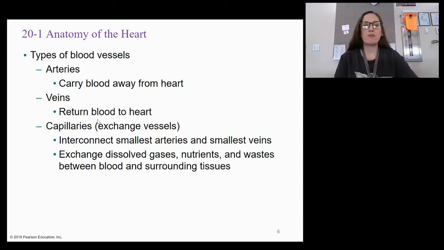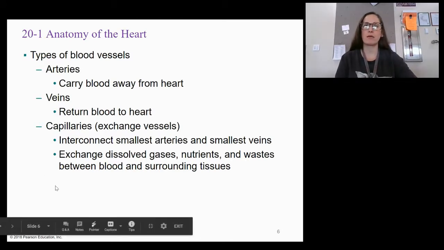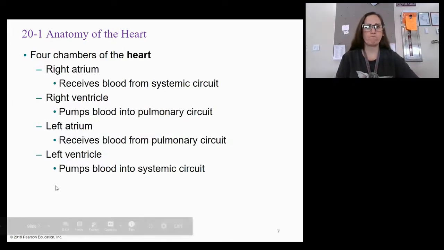And then we have these very, very small, very thin, think tissue paper vessels. Those are called capillaries. And capillaries allow for gas exchange to take place. They allow for nutrients and wastes to move across that barrier and then head into the blood and thus make its way to and from the heart.